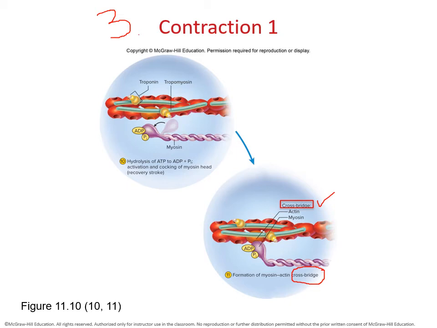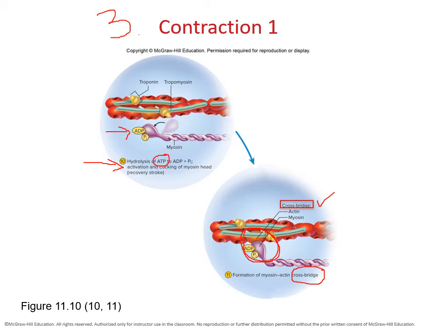In order to do that, we do require ATP. So you're going to need to take an ATP molecule, a chemical energy molecule. You're going to hydrolyze it, and it's going to cause the head of the myosin to what they call cock, or change its position, so it can attach and make a physical connection. And that physical connection is a cross bridge.